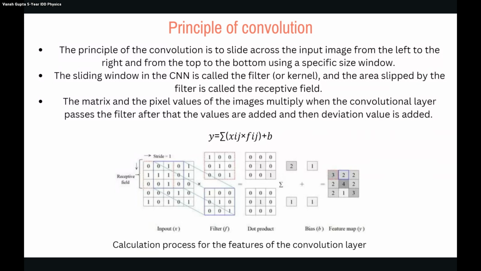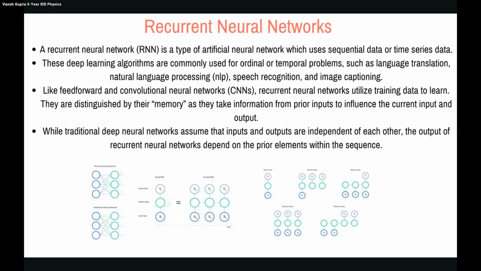Yes exactly, every number tells a property. Cool. Principle of convolution done. Okay, recurrent neural networks.